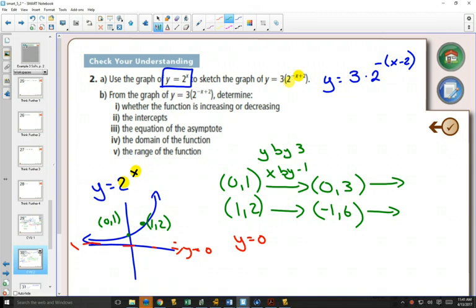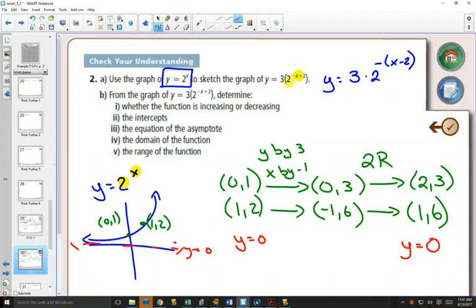Then the only number that we have left when we're moving from left to right is that -2. That -2 is going to shift everything 2 to the right. So we have 2, 3 and 1, 6. What's going to happen to our asymptote? Again, the only thing that's going to affect that asymptote at y = 0 is if you shift it up or down. We're not shifting up or down at all, so our asymptote stays at y = 0.